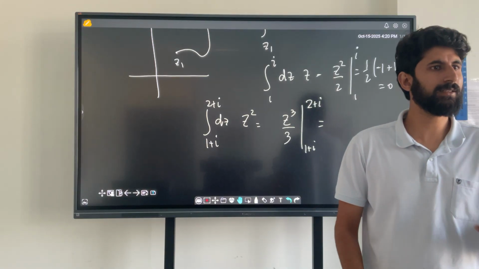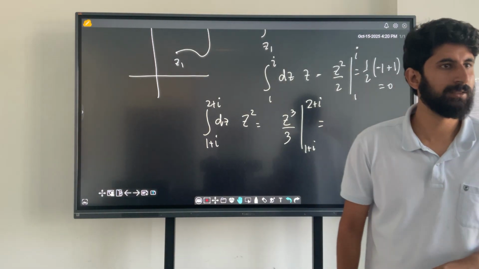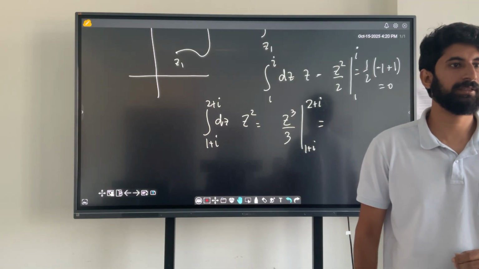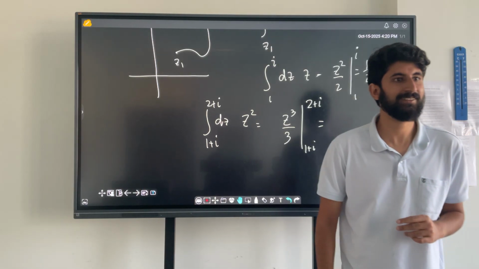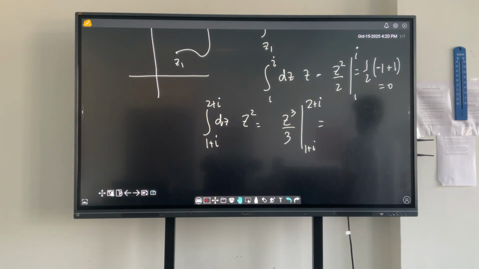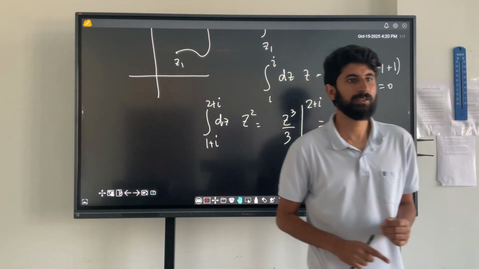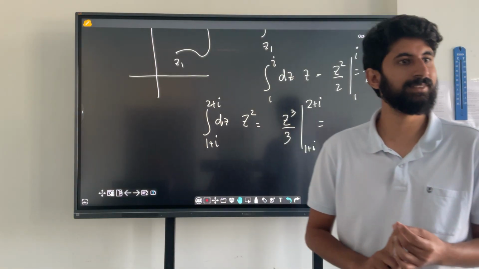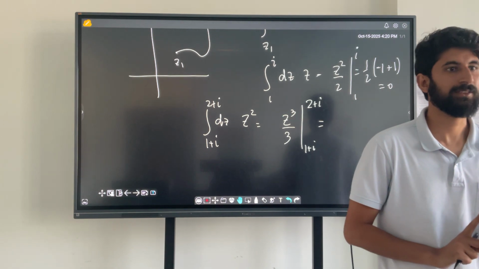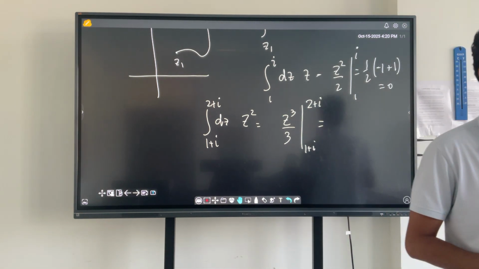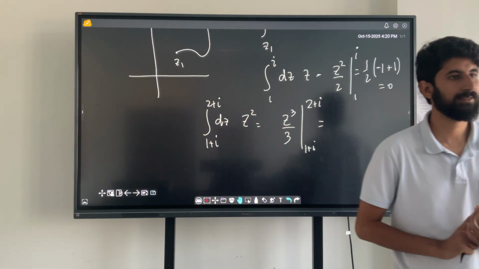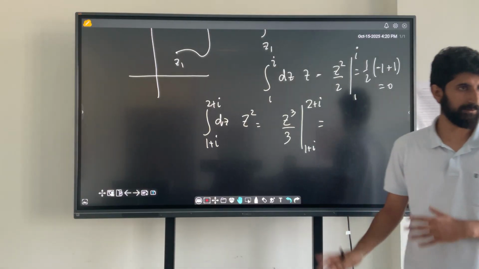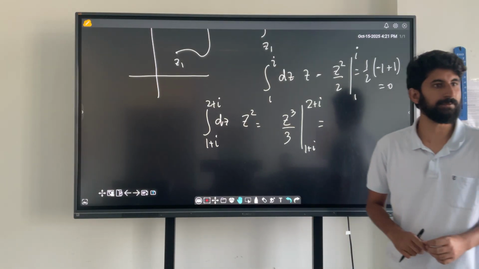Have you ever heard of an integral being path independent? Not in complex numbers, but somewhere else. Work done, exactly. Work done due to what kind of forces is path independent? Conservative forces. So work done due to conservative forces is path independent. It does not depend on path. So this is similar to that. Not even similar, it's exactly the same way.